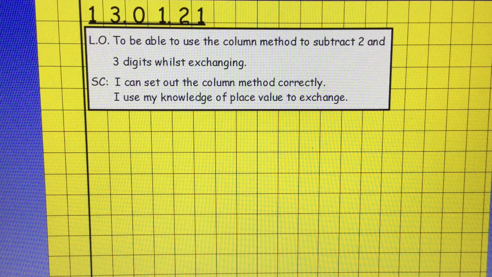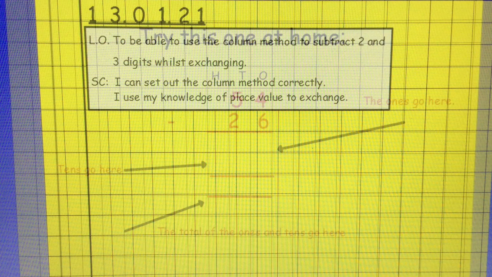Our learning objective today is to be able to use the column method to subtract 2 and 3 digit numbers whilst exchanging. And to be successful, we need to be able to set out the column method correctly and use our knowledge of place value to exchange.